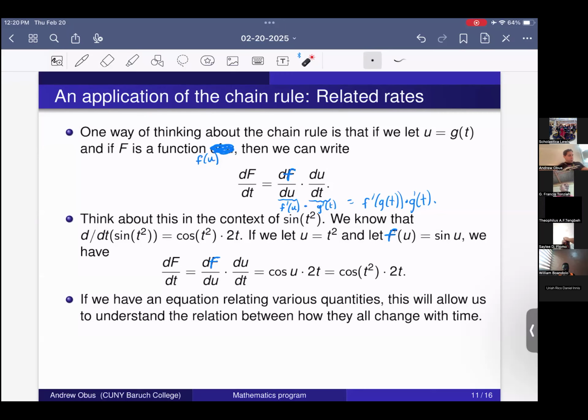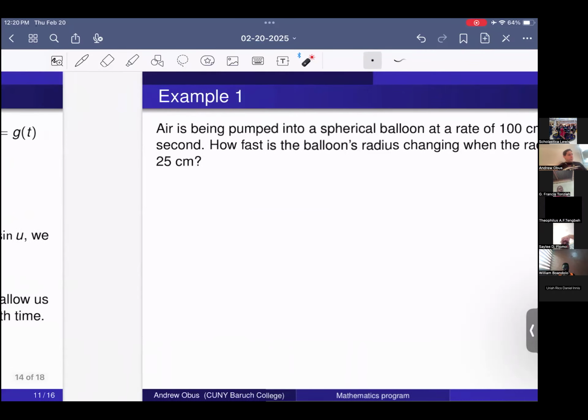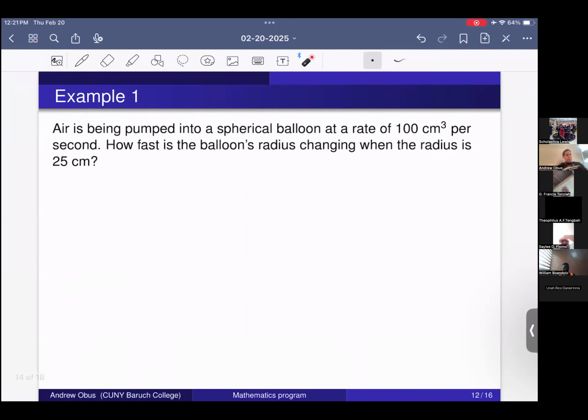Okay? So let me try to do this in the context of an example. Let's say we have the following problem. Air is being pumped into a spherical balloon at a rate of 100 cubic centimeters per second. We want to know, how fast is the balloon's radius changing when the radius is 25 centimeters? A bit of a confusing problem if you haven't seen something like this before. By the way, this is all under the name of what's called related rates, and this is in section 2.7 of the book.